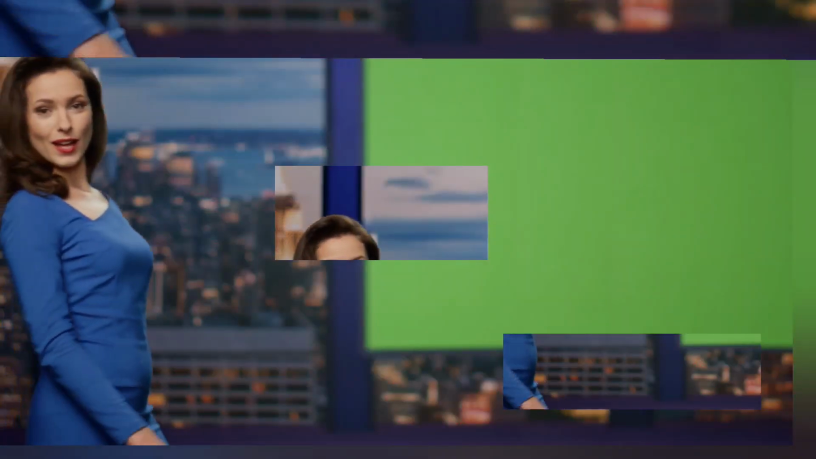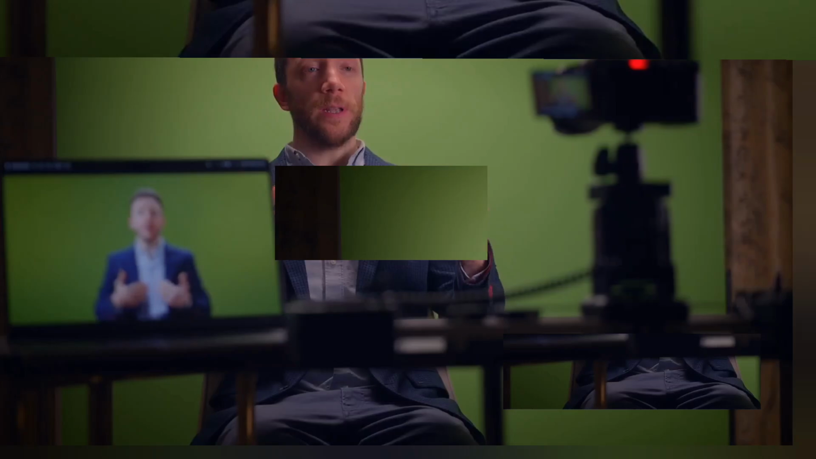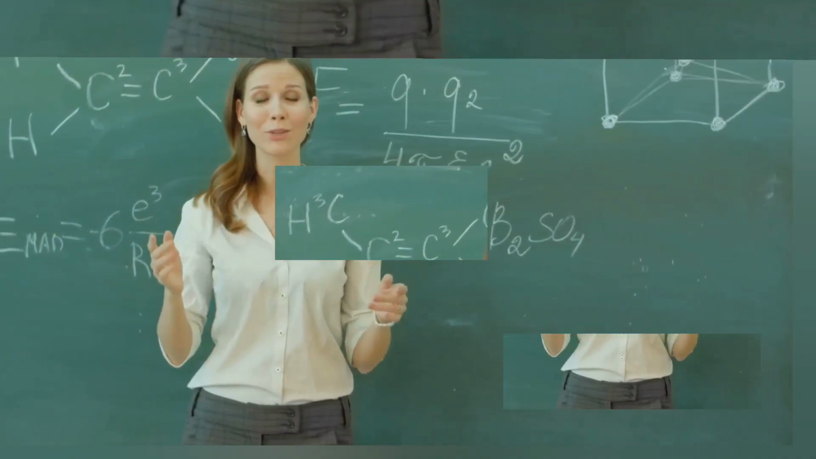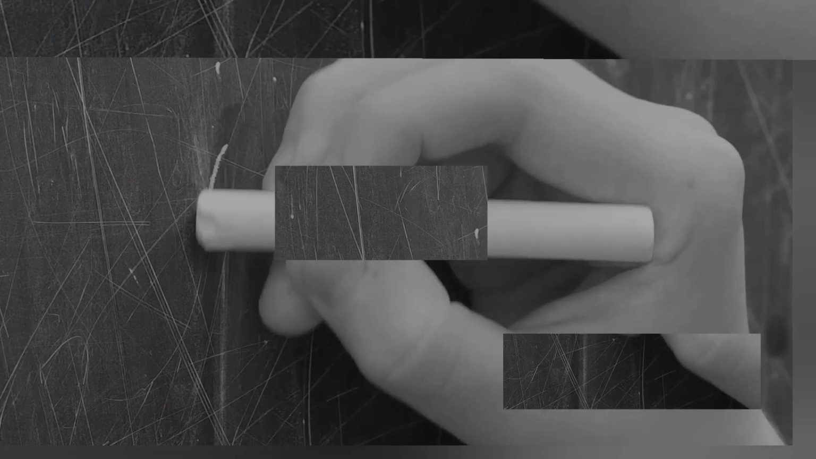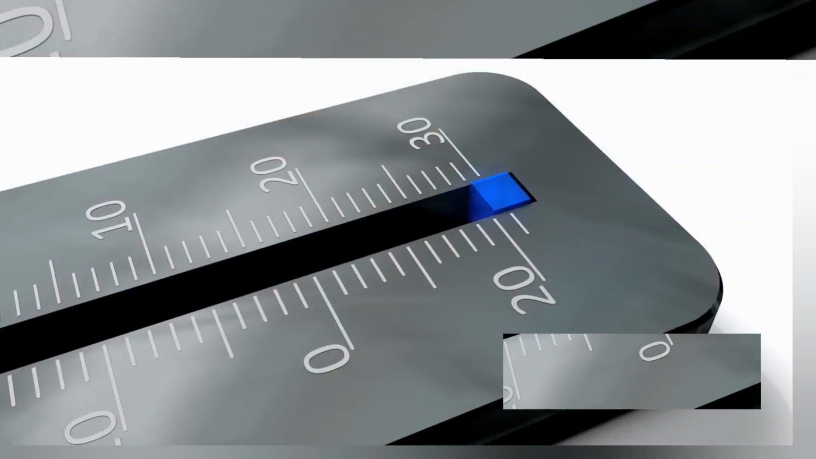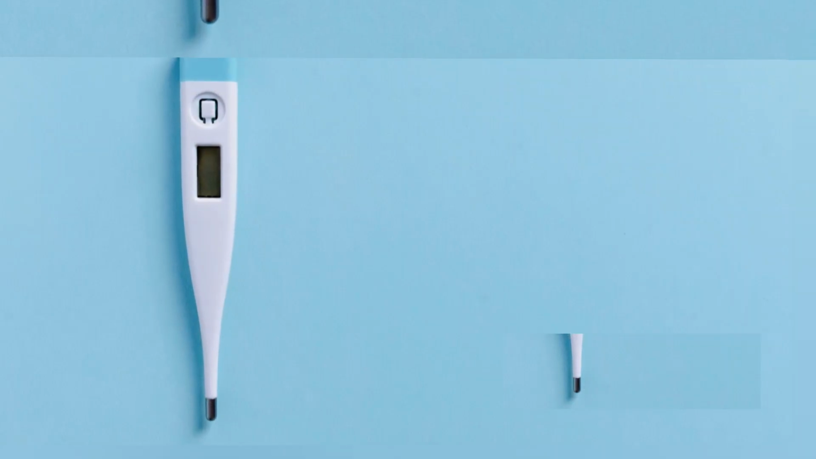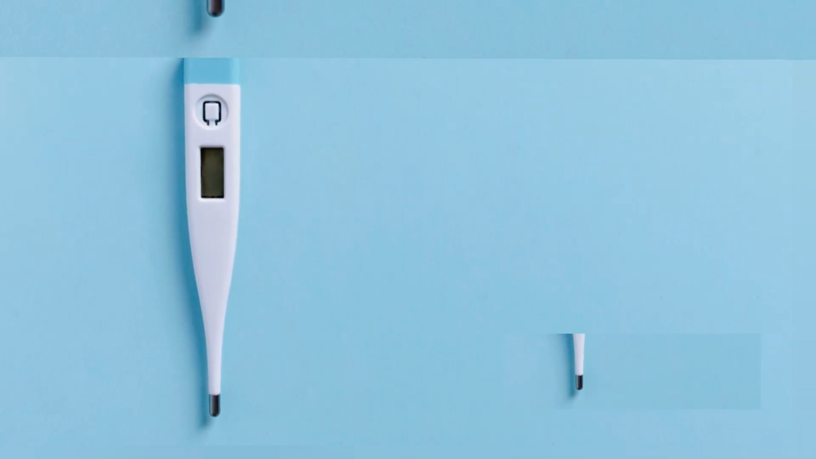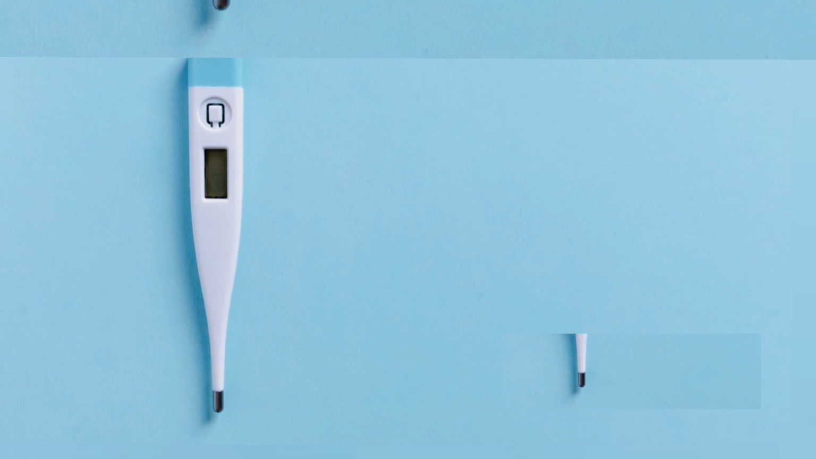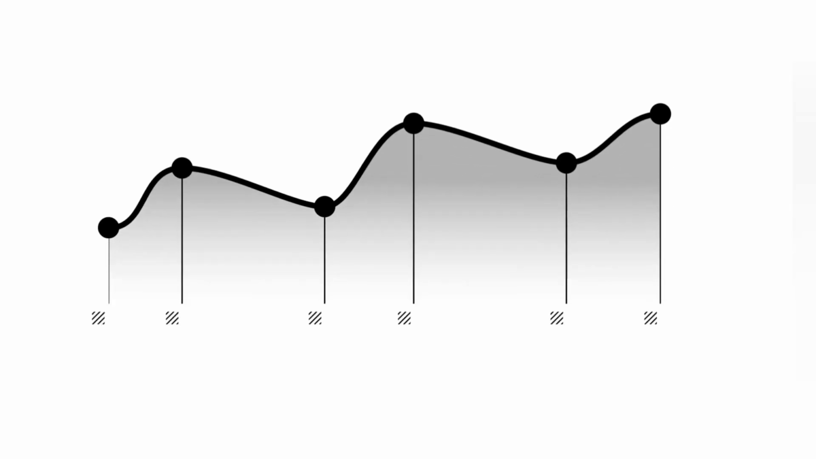Now, let us zoom in on one of delta's most famous roles, the discriminant in quadratic equations. A quadratic equation is any equation that can be written in the form ax squared plus bx plus c equals 0. The letters a, b, and c are just numbers, or coefficients. For example, in the equation 2x squared plus 5x minus 3 equals 0, a is 2, b is 5, c is negative 3.